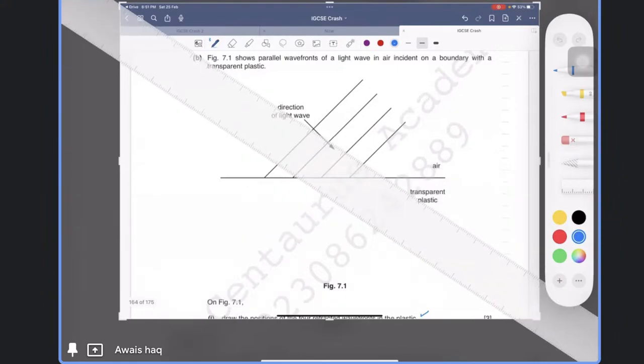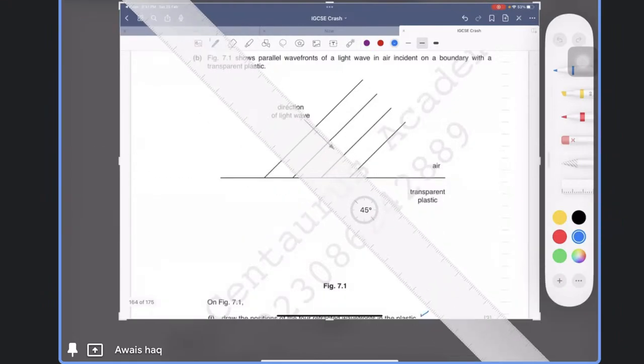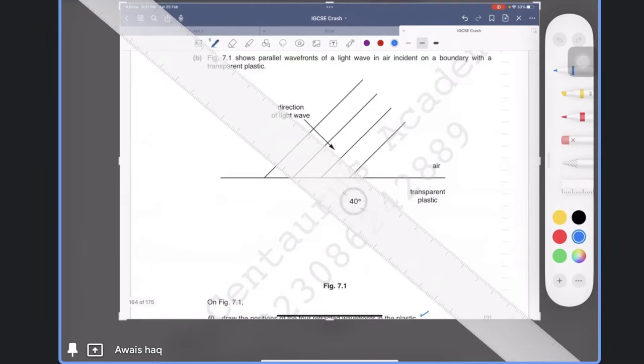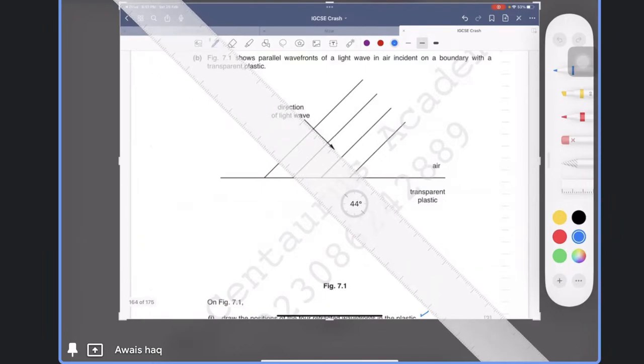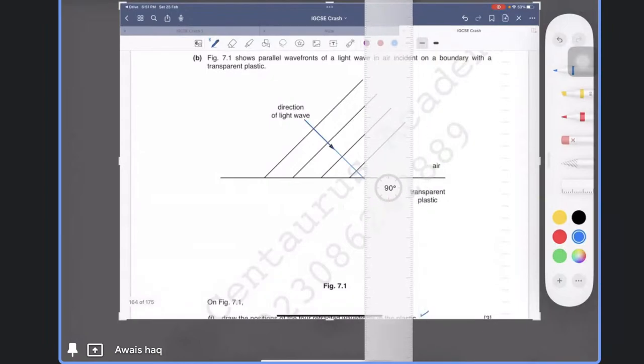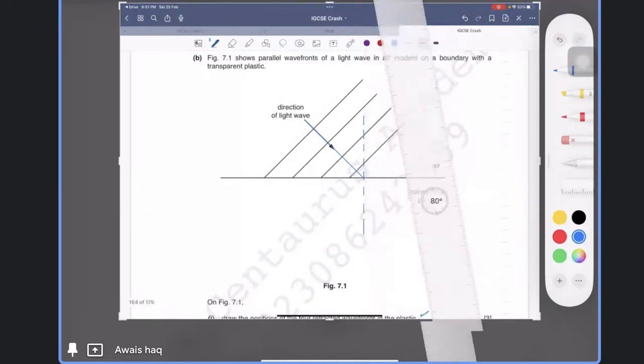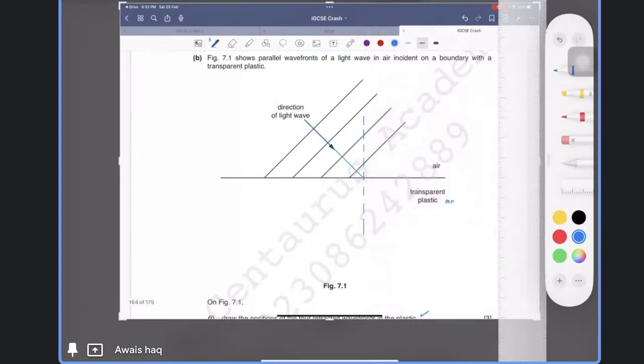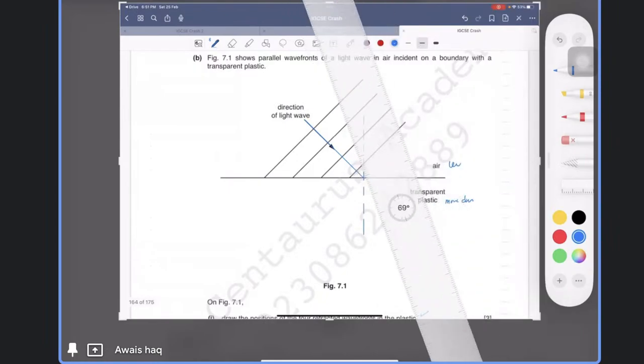All right. You just need to make sure your ruler is like this. Keep the ruler parallel to the ray they have shown. First of all, just draw a straight line till this point. When you've done this, then you draw a normal line. The normal line should be drawn 90 degrees to the surface like this. And then because this is more dense and this is less, it should bend towards the normal like this.